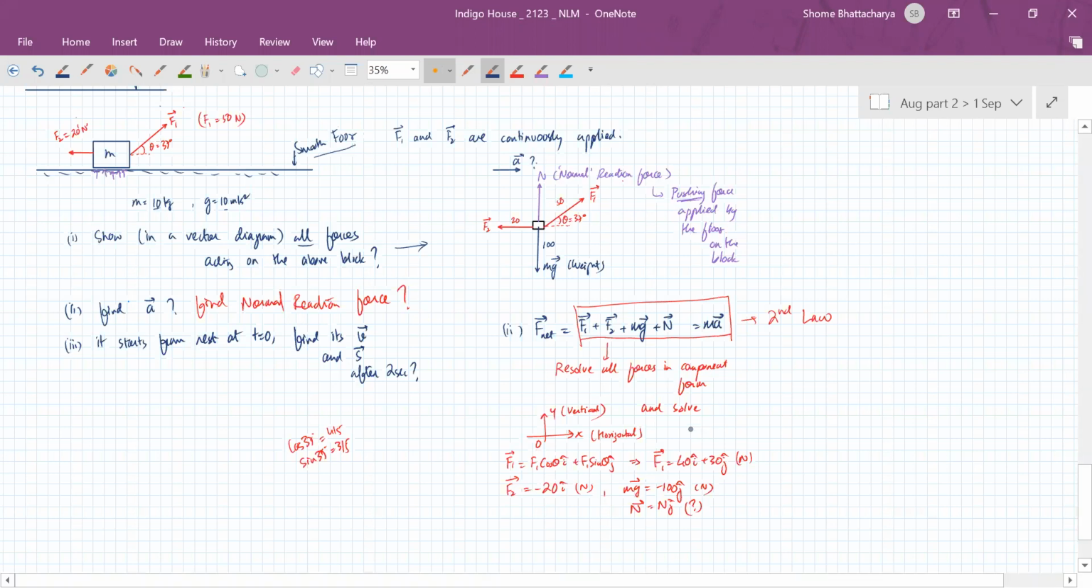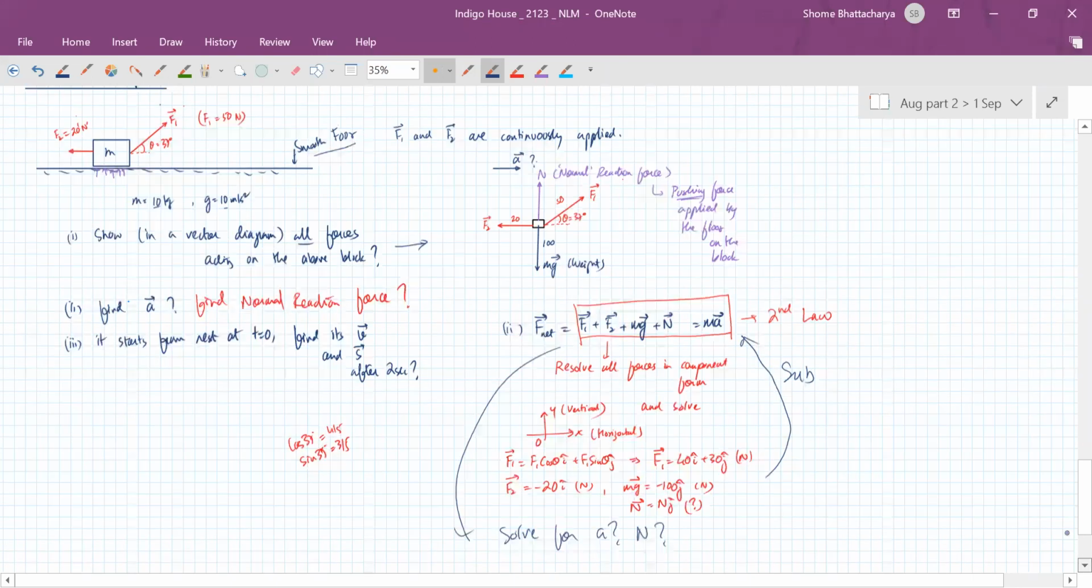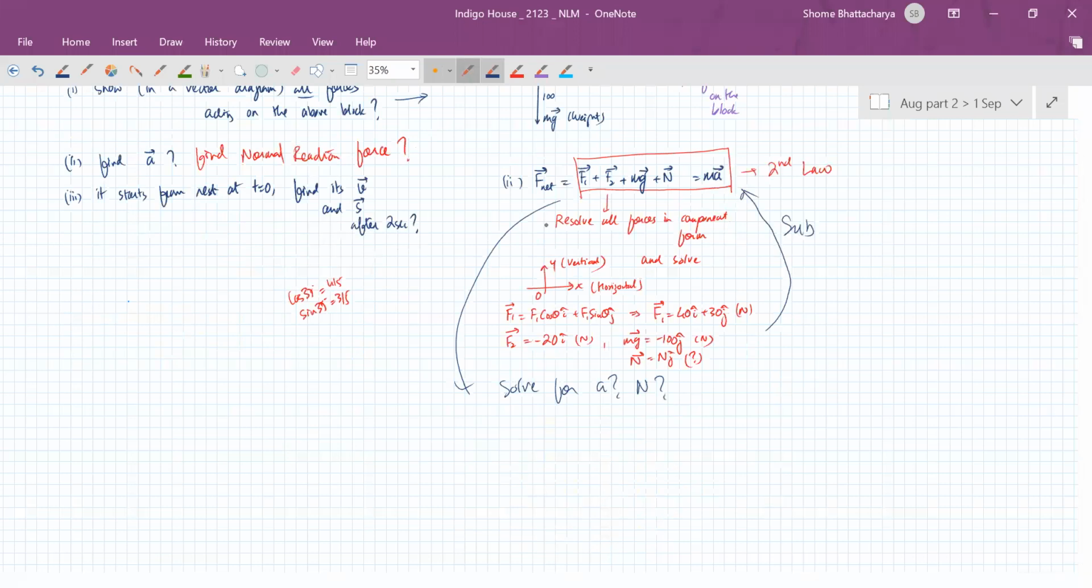Now we will solve this equation. We'll substitute all these values here. And when we substitute and solve, we'll find two things: the magnitude of the acceleration and the normal reaction. Both the things we'll get. So what I can do is I can directly vector substitute these values, or I can write in component form, which is easier. But let me start with the vector substitution. So F1 is how much? It is 40 i cap plus 30 j cap.